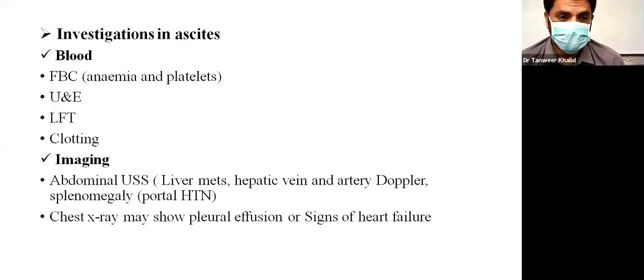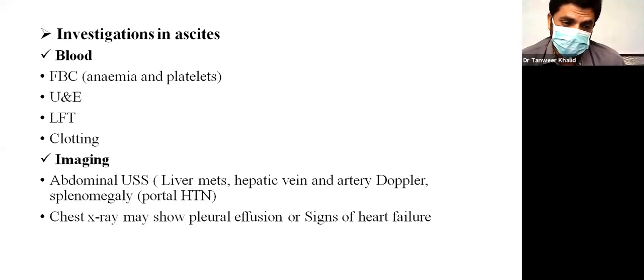How do we investigate a patient with ascites? We need some blood tests, some imaging, and some tests on the ascitic fluid. In the blood tests, we do the CBC, in which we can find anemia and the platelets, which give a clue about liver disease. If platelets are low, it can be liver disease. Urea and electrolytes give a clue about renal disease, and we also do LFTs. A clotting screen is necessary.